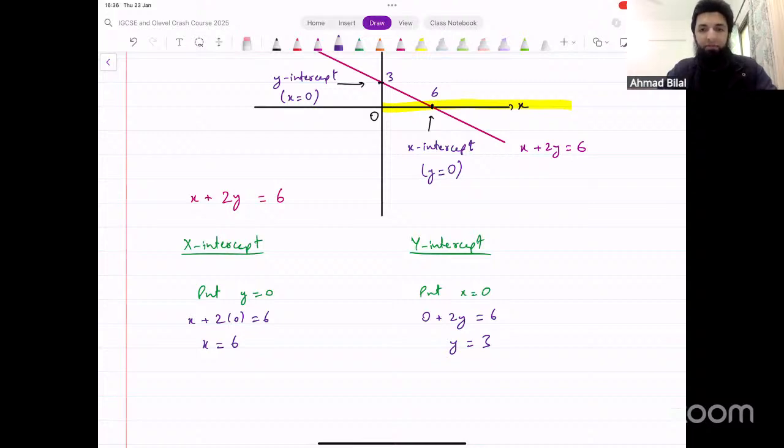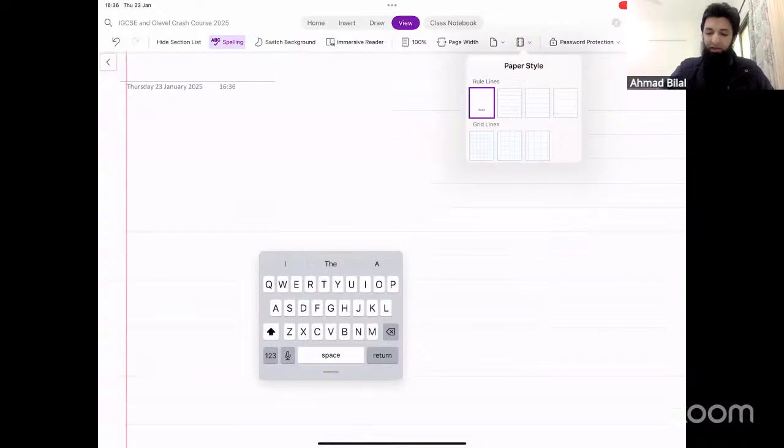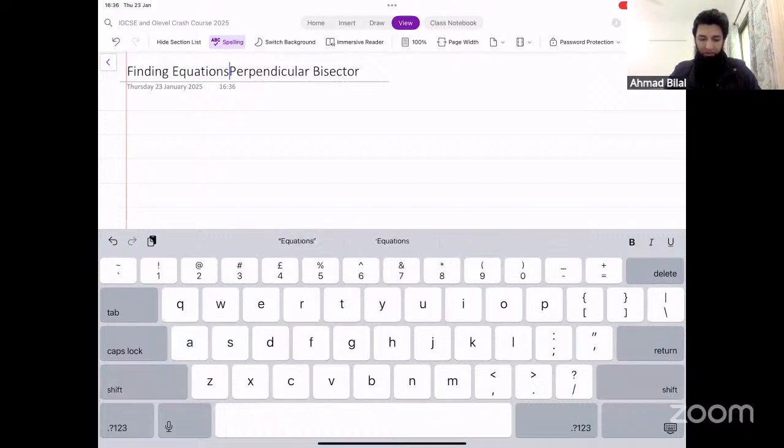All right. Okay. That's about x and y intercepts. Now, the next thing that we want to understand is finding the equation of a perpendicular bisector. Now, these are all small concepts, but you need to make sure that you understand all of them, because you get 1, 2, 3 mark questions on each one of them. Perpendicular bisector. Finding equations of perpendicular bisector.